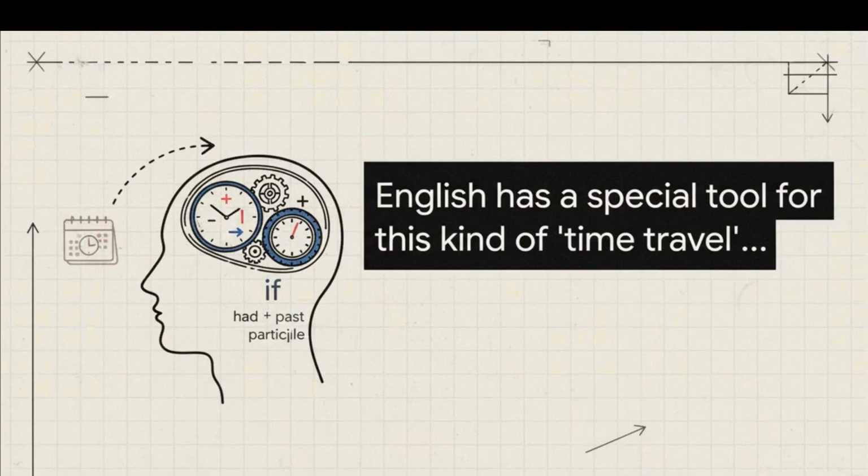And believe it or not, the English language actually has this really powerful, specific tool designed for exactly this kind of mental time travel. It's the engine that lets us build and explore these pasts that never actually were. And we call it the third conditional.